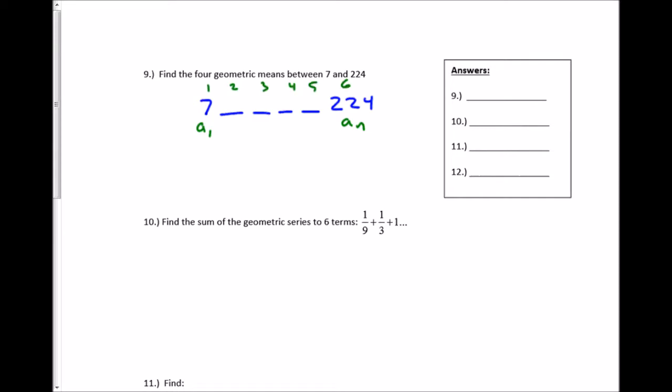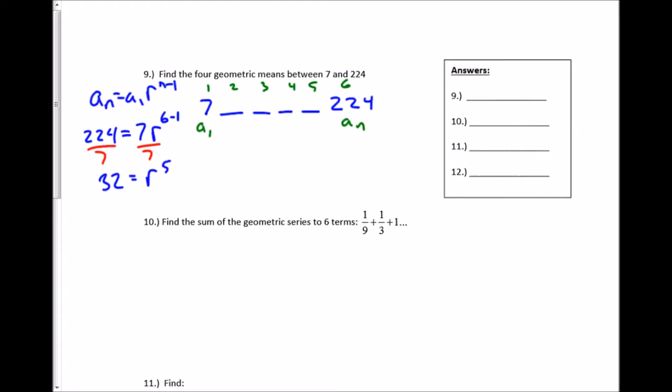So now I just use my formula a sub n. Again, I'm using this formula, a sub n equals a sub 1 times r to the n minus 1. A sub n is the 224. A sub 1 is the 7. R is the thing I'm looking for. N this time is a 6. And now I'm just solving this thing. I divide each side by the 7. So that gives me 32 equals r to the 5th power.